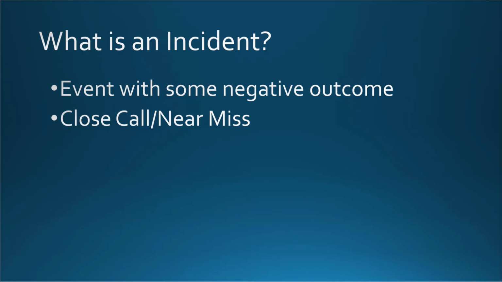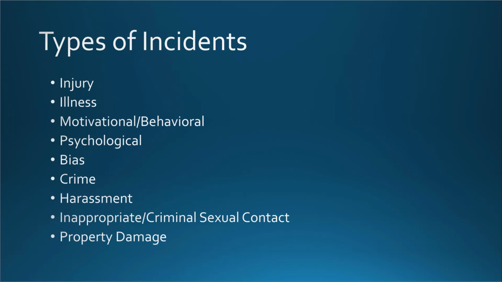So let's take a look at types of incidents. There are a whole variety of things that fall into the definition of what could be an incident. Injuries, illness, motivational behavioral issues, psychological issues, bias incidents, crime, harassment, inappropriate or criminal sexual contact, property damage, and the list goes on. Whatever your particular organization is, one of the things that you need to understand is what is the framework that you're operating in? What are the types of incidents that either have happened or could happen? Understanding that ahead of time is what helps you prepare for dealing with the potential risk that you might experience.